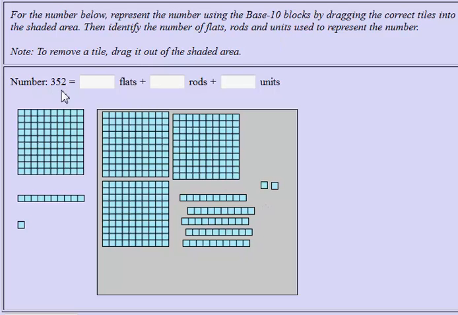So then to identify the number of flats, rods, and units that I used to represent this number using a picture, select this answer box. I'm going to type in that I used 1, 2, 3 flats, which again represented 300 units, which is good because the 3 is in the hundreds place. I used 1, 2, 3, 4, 5 rods, so select this answer box and type 5. The 5 was in the tens place, and this makes sense because each rod has 10 units in it.